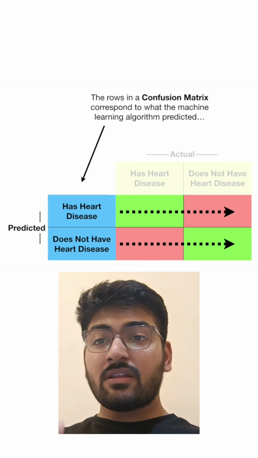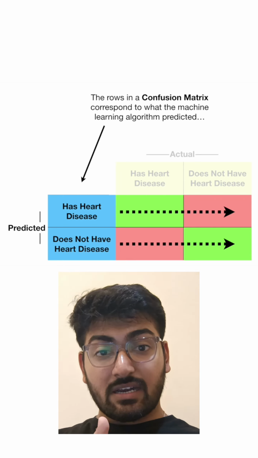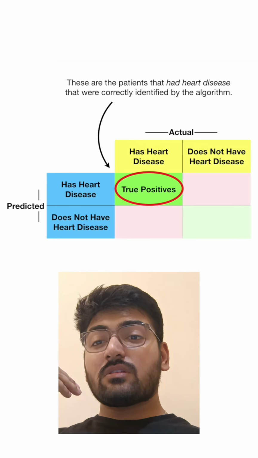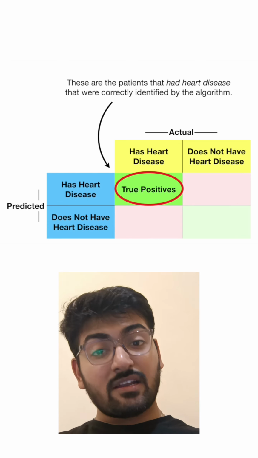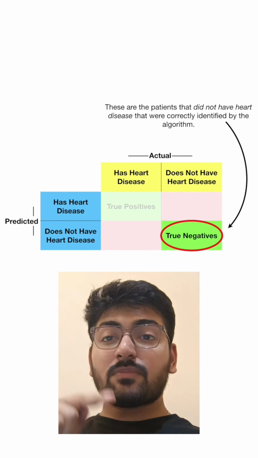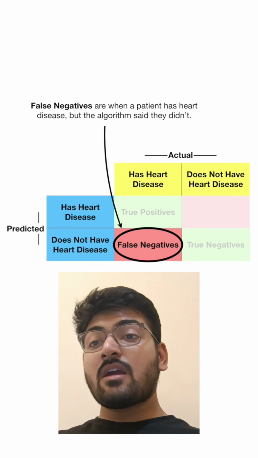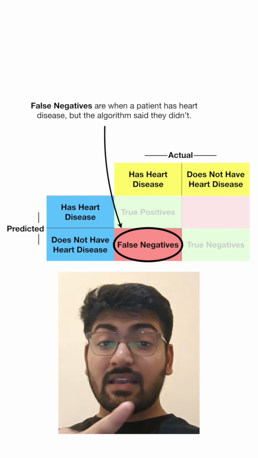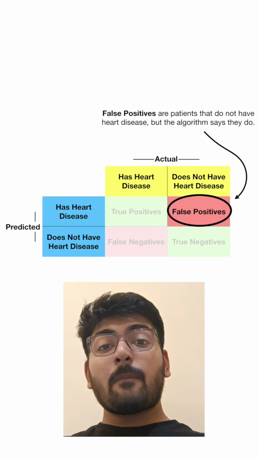Now, while making the confusion matrix, we can see that the rows correspond to what the machine learning algorithm predicted, and columns correspond to the known truth or the actual values. We have true positives. These are the patients that had heart disease that were correctly identified by the algorithm. True negatives are patients that did not have heart disease that were correctly identified by the algorithm. False negatives are when a patient has heart disease, but the algorithm said they didn't. And false positives are patients that do not have heart disease, but the algorithm says they do.